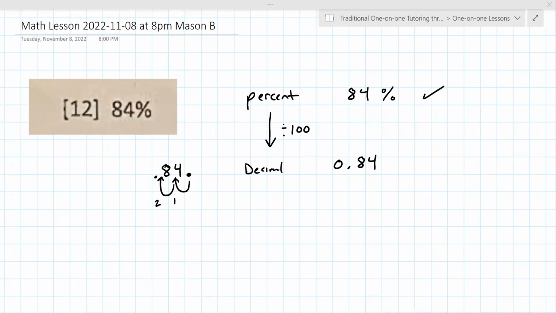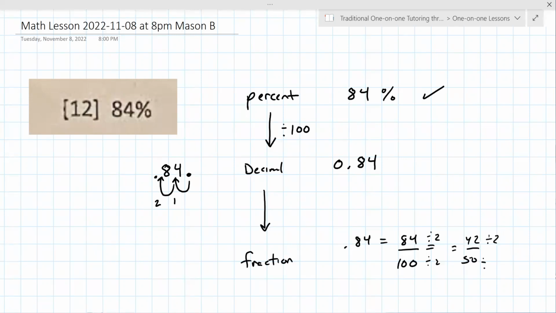Fraction and? So the way I read it, you have to do all of these: percent, decimal, and then the last one is fraction. I already did fractions. I like your work there. I think we talked about this last time. You take the 84 and write 84 over 100, and then I see you divided by 2, 42 over 50, and then you divided by 2 again and got 21 over 25.